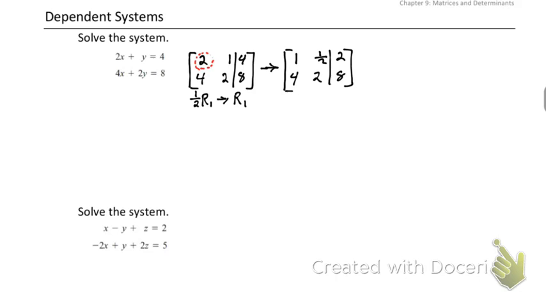What do I need to do next? Once I have my 1, I need to find the zeros. And that's just that 4, right? I just need to turn 4 into a 0. In order to do that, I need to multiply this 1 by negative 4.